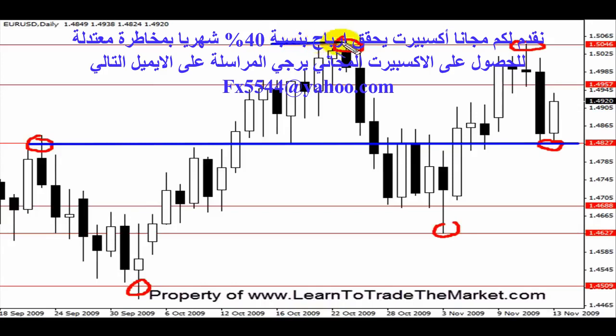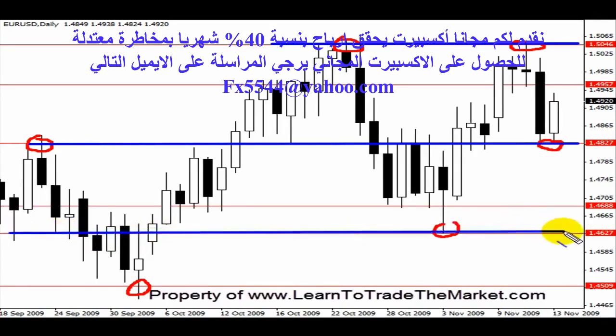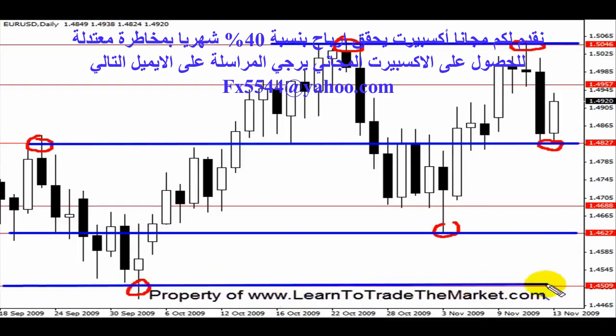So let's put the line through here at 150.46 and another one down here at 146.27 or thereabouts, and the one right down the bottom. This one's not perfect, but we don't have much to line it up with there at 145.09. So they're the main levels.